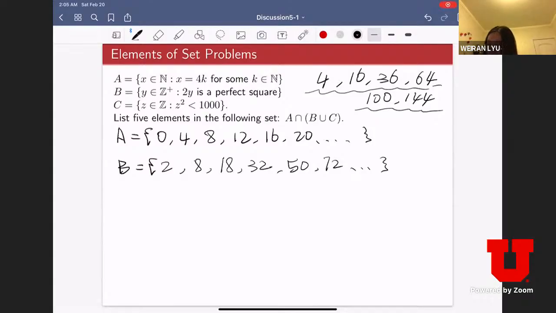All right. And what about C? Remember that C belongs to all the integers, which means they include all the negative numbers as well. So for C, it's actually just all the numbers from -31, -32, and all the way up to 30 and 31.